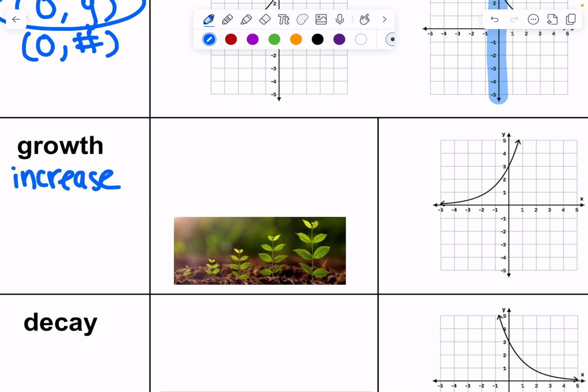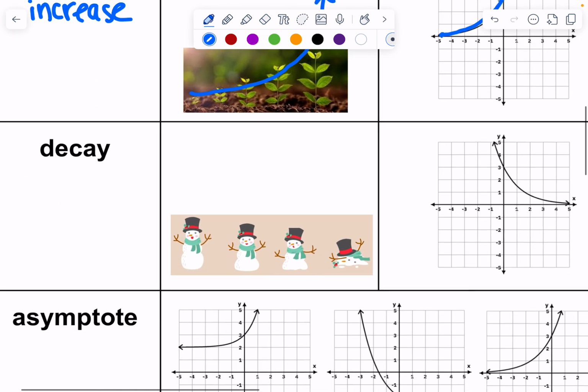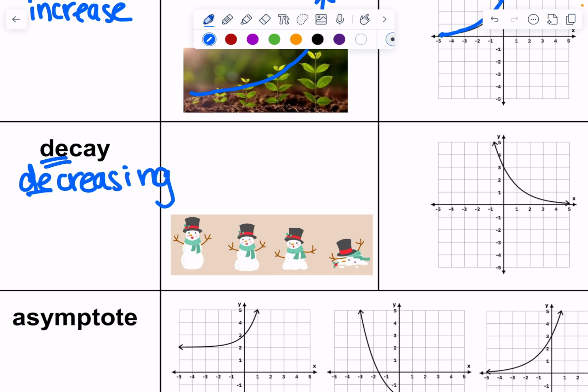Now, when I talk about growth, that's also going to mean increase. Growth means you're increasing in height. You are growing. So if we start from the left to the right and follow our graph, it's going up. It's increasing. Same here. If the plant starts growing, it's going up. Okay. Decay means decreasing. We can remember this because it says D-E, decay, decreasing. It means like you are melting, you're going down. So left to right, if we start left, this graph is going down.